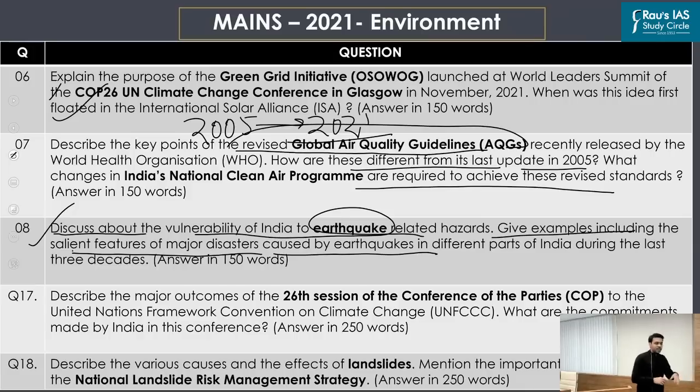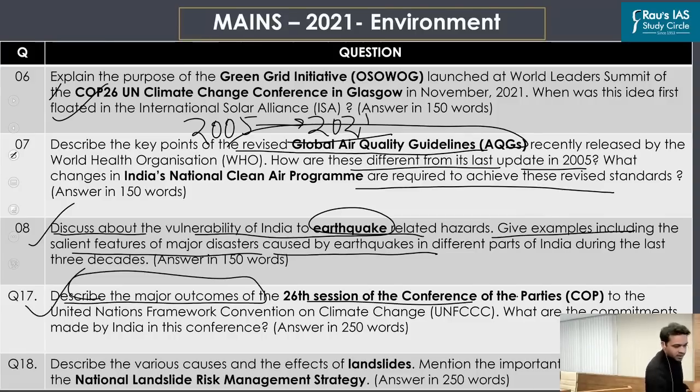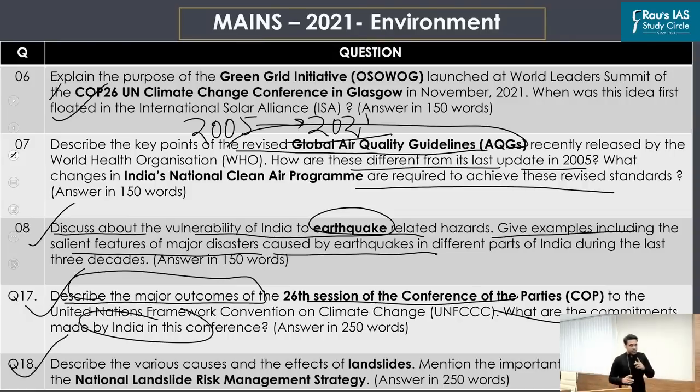Question number 17 was again on COP26, UNFCCC, and this time asked about the major outcomes of COP26 and the commitments made by India in the conference. Again, if you are keeping in touch with the newspaper over the last 3-4 months, you will be easily able to answer this question. And the last question from the environment section was about landslides and the important components of the national landslide risk management strategy.